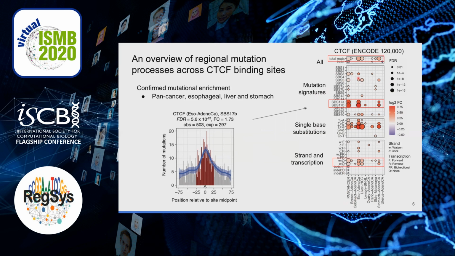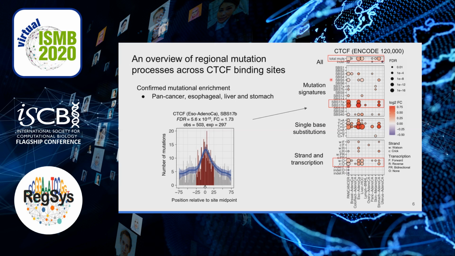And so directing your attention to the very top, the first row confirms the CTCF binding site mutation enrichment that we discussed in the introduction. And so this is very strong in pan-cancer, as well as esophageal adenocarcinoma, liver hepatocellular carcinoma, as well as stomach adenocarcinoma.